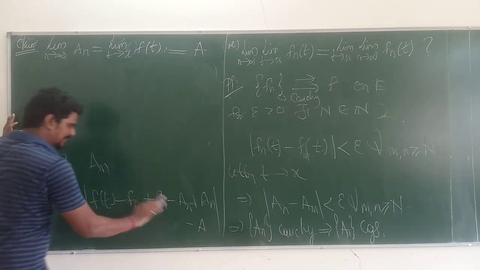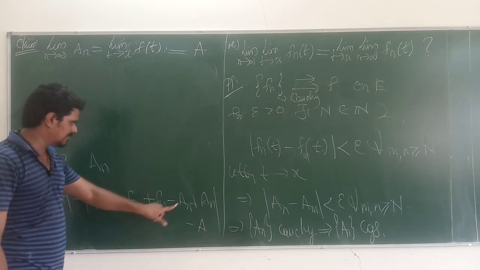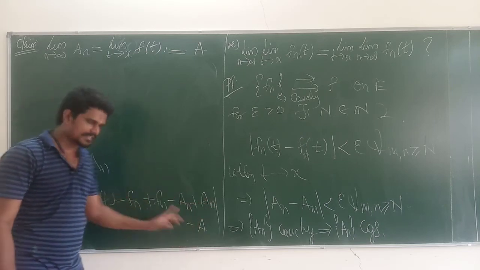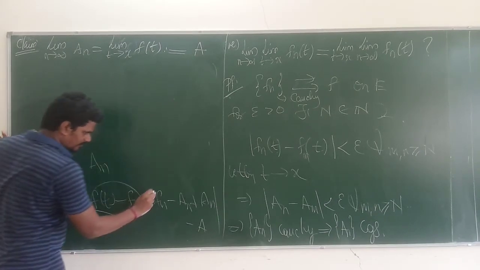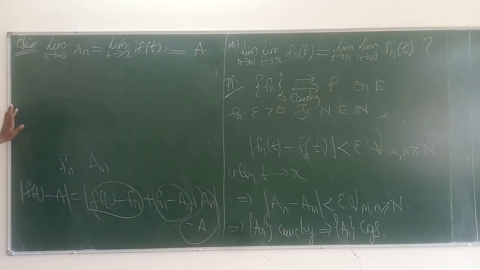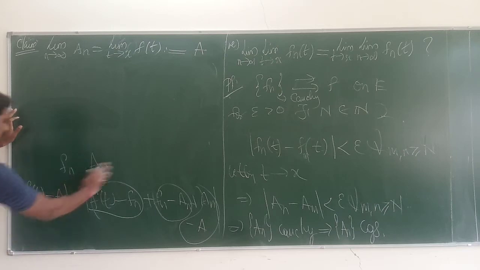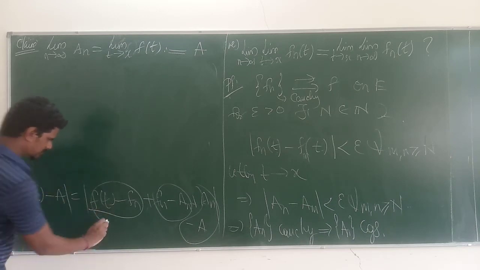Something will be there, that we will see later. Okay. So what do we need? We have to add and subtract fn, add and subtract an, a is there. So we need a relation between these two, and these two. That's what we have to get before, while considering this. So how to get this?